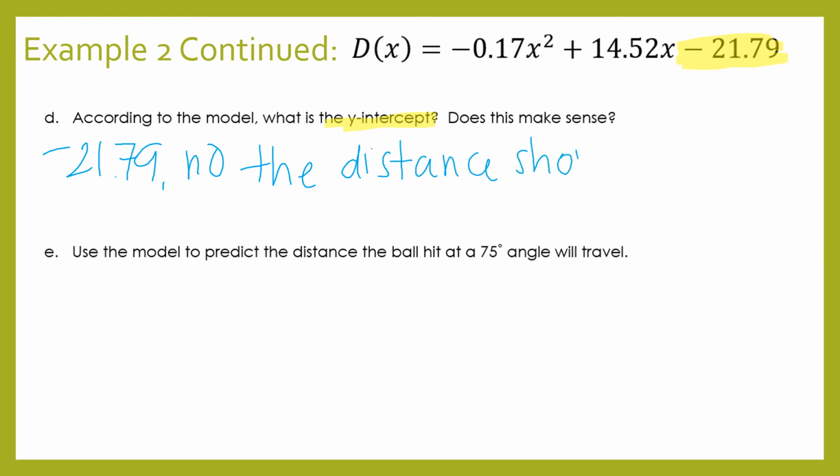Now, the reason we got a negative value is because according to the model, if you're just looking at the numbers, you're not looking at the context of the problem, it would hit the y-axis below 0. And so according to those data values, that's what it should be. But according to our scenario, that does not make sense.